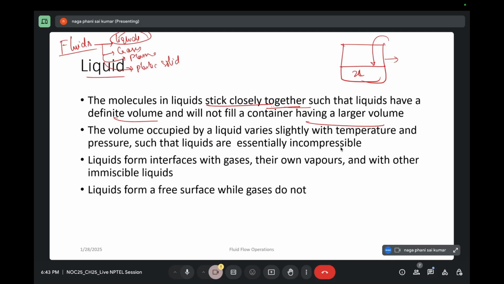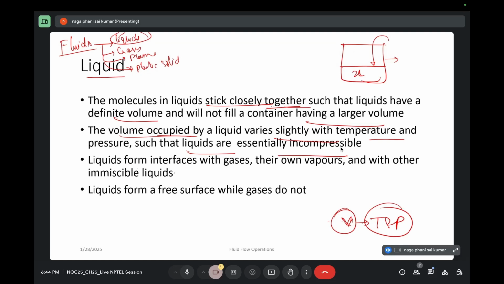And the volume occupied by liquid varies only slightly with temperature and pressure, such that liquids are essentially incompressible. So with temperature and pressure, the volume of liquids will vary only slightly, because we assume that liquids are incompressible, right? That is why there will be only a slight change with temperature and pressure.